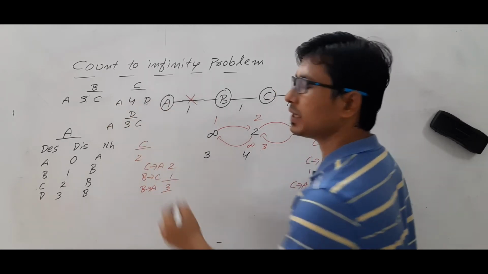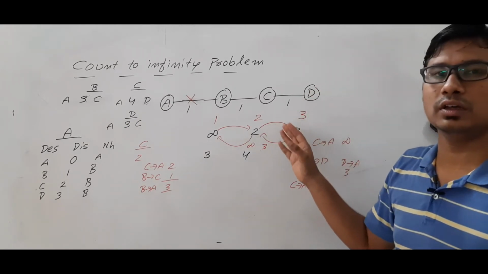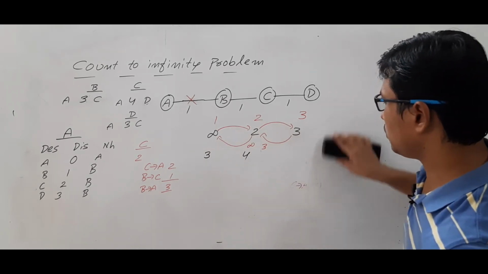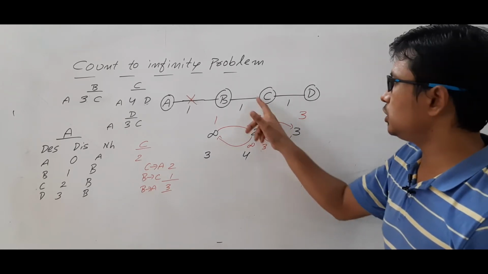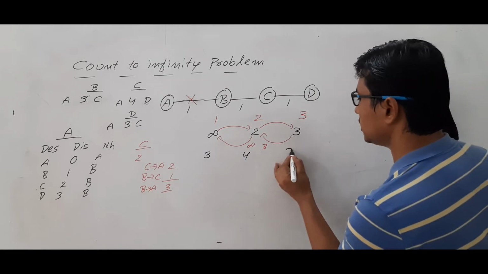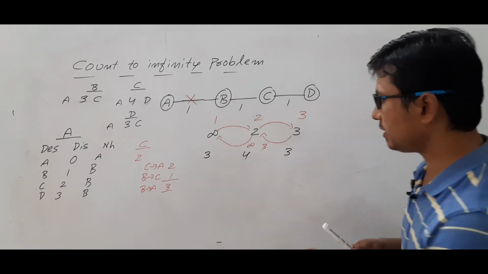Why is it happening? It is happening because it is just following the information received from its neighbors. Are you able to understand? What will be the value here? It is getting 2, C to A is 2. C to D is 1. So 2 plus 1 is 3. It will be updated. Now in the next round, what will happen?